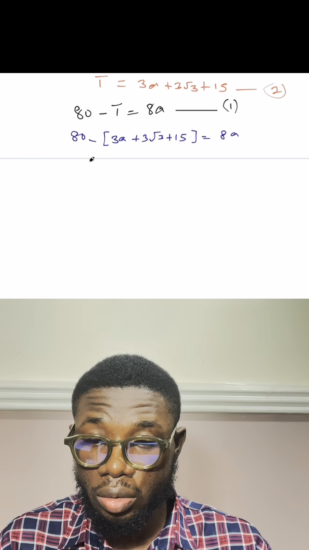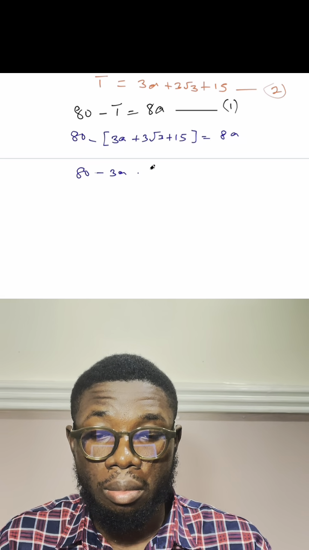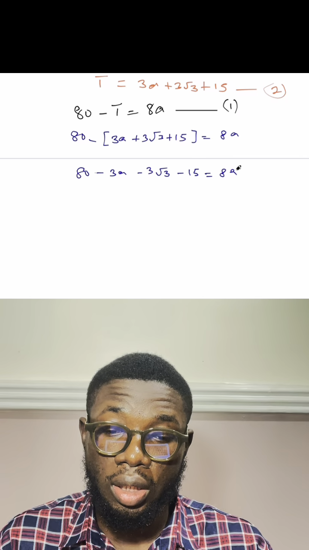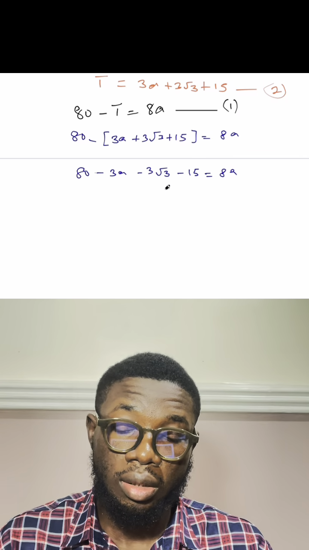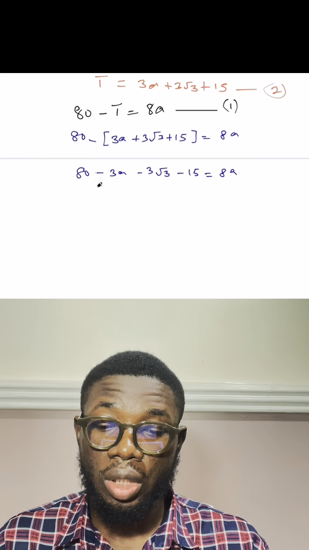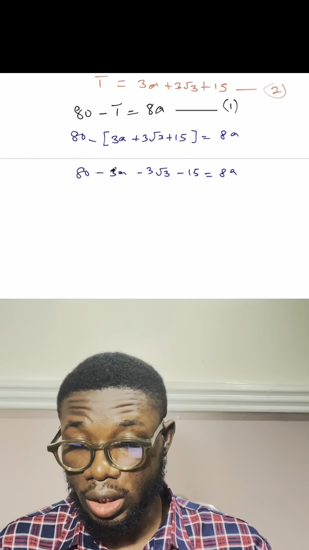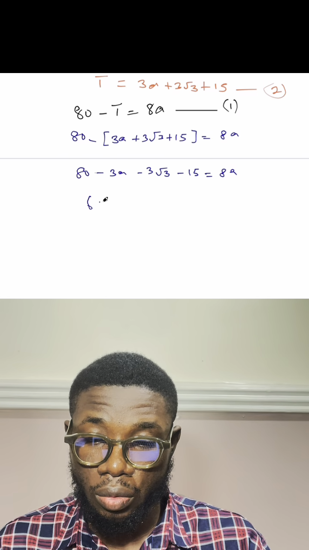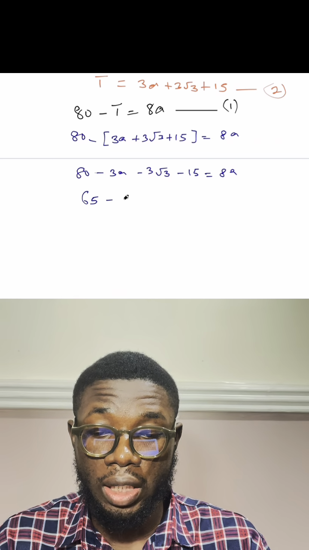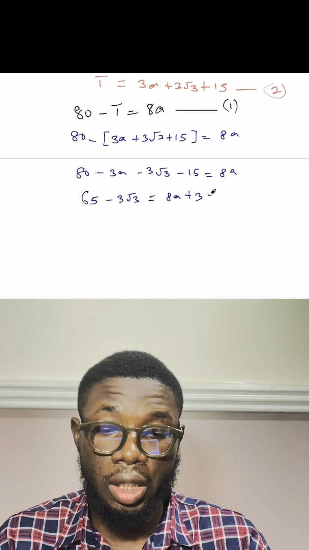When we do this very well, we have 80 minus 3a minus 3 root 3 minus 15 equals 8a. So you can take the one with acceleration to the right hand side. So we are left with 80 minus 15, that's 65. Don't mind my handwriting. So we have 65 minus 3 root 3 equals 8a plus 3a.